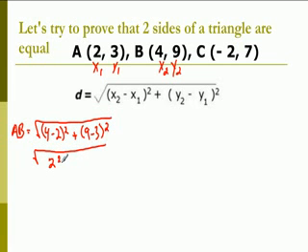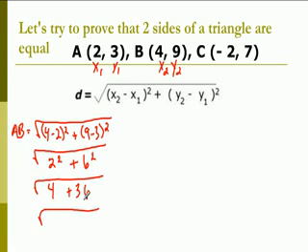4 minus 2 is 2, then squared, plus 9 minus 3 is 6 squared. 2 squared would be 4, plus 6 squared is 36. 36 plus 4 is 40. So we have the square root of 40. And to find the square root of 40, you would hit second, x squared 40, and you get 6.3245, and so on.